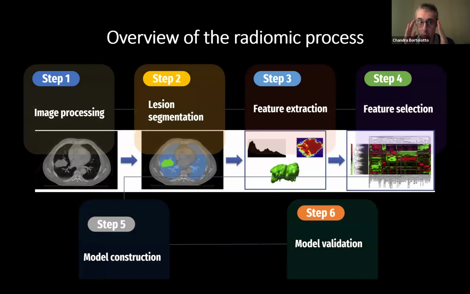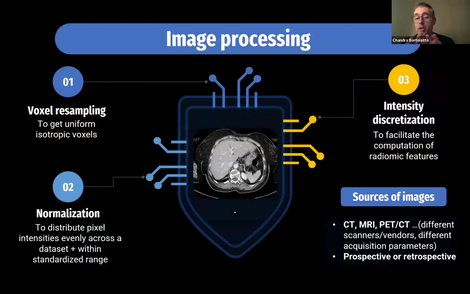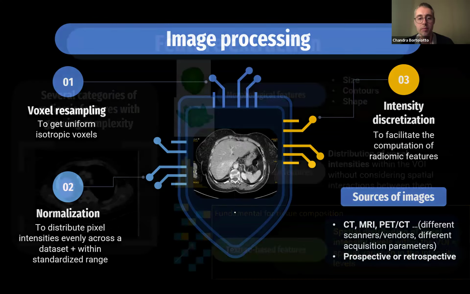The radiomics process is pretty well established. We do image processing, then lesion segmentation, because of course we generally work with tumors to extract features from tumors. Then there is the feature extraction, feature selection, model construction, and model validation. An important point is that for radiomics, you cannot use the regular images used in your daily practice. You need to do voxel resampling, normalization, and intensity discretization, so you can feed those systems with the images you see every day. You need to pre-process them.